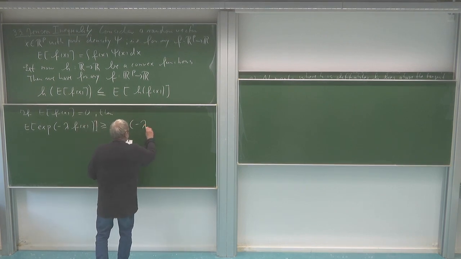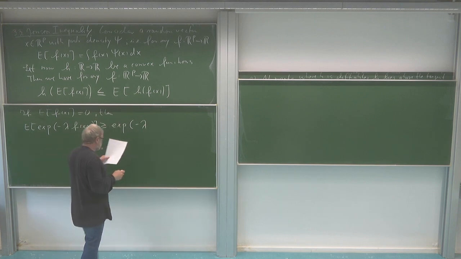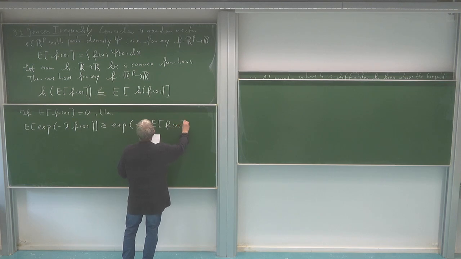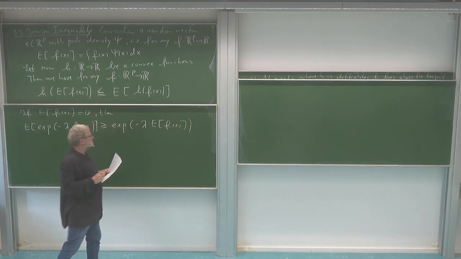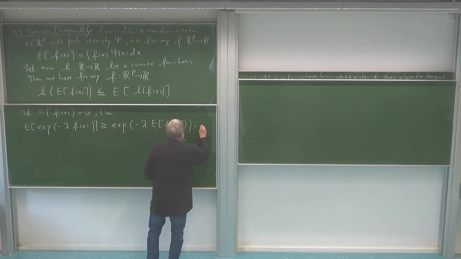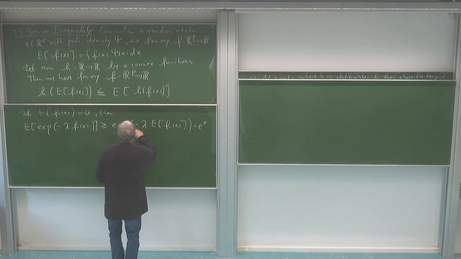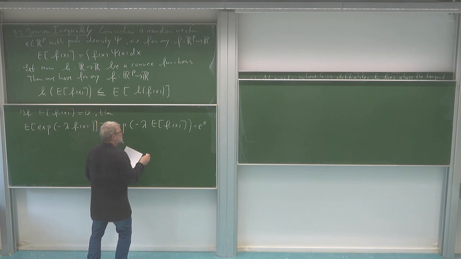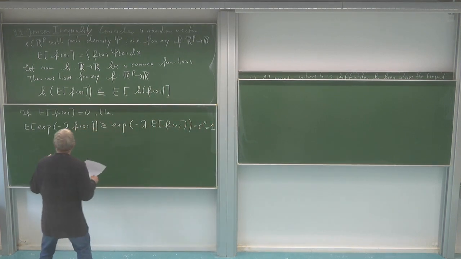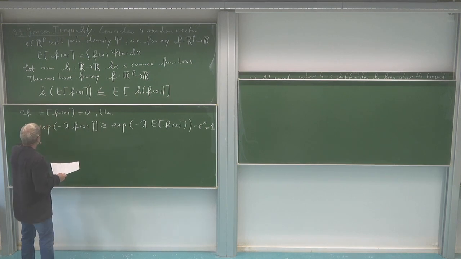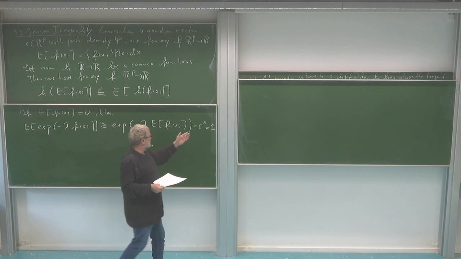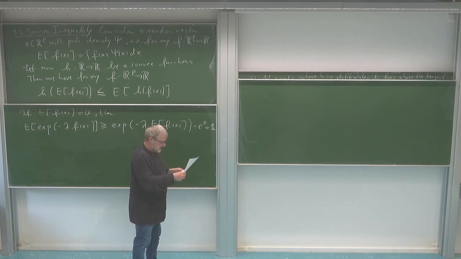This is minus lambda, and then the argument is now the expected value of f of x. But if I look at the situation where the expected value is equal to 0, this here is just e to the 0. This is 0, so it's e to the 0, which is 1. So you see, in the situation in which we are, the expected value of the exponential function is always bigger than 1.